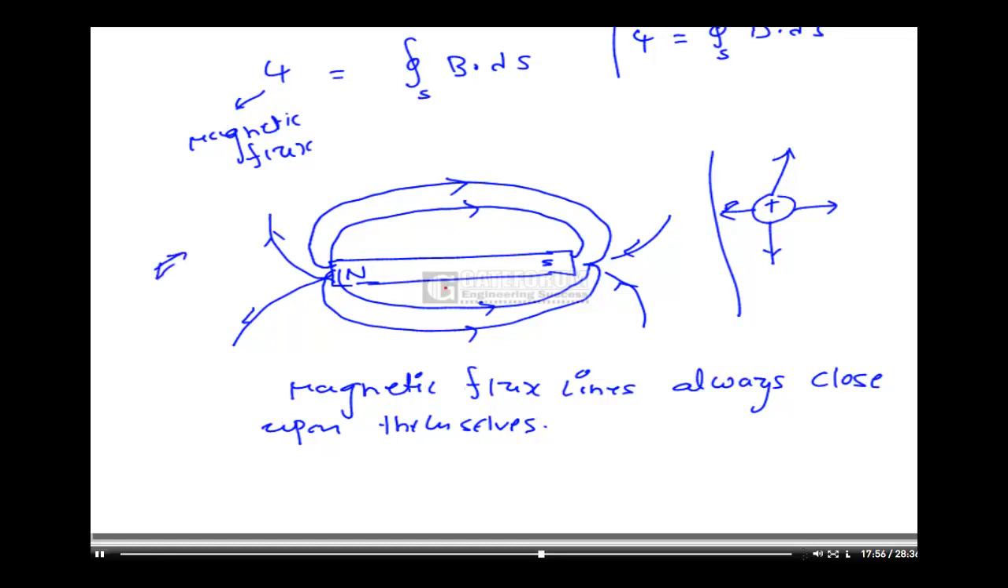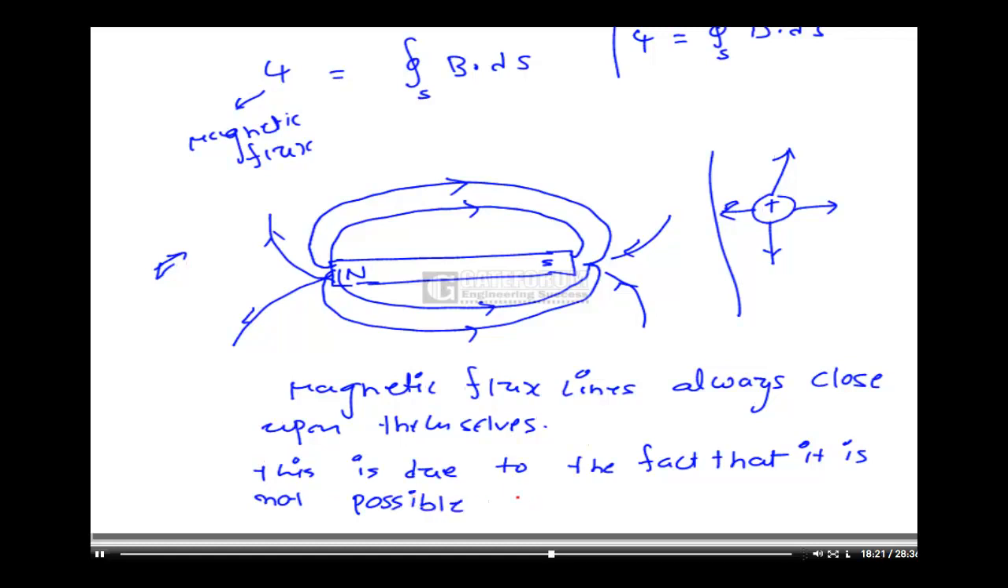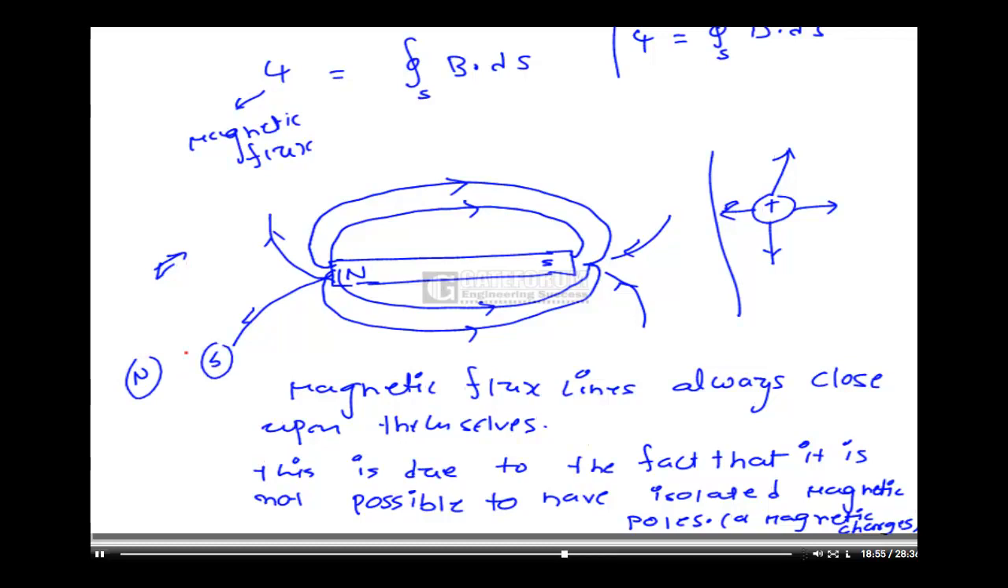Suppose you consider a magnetic bar. The magnetic flux lines always close upon themselves, because it is not possible to have isolated magnetic poles or magnetic charges. That is, it is not possible to have only a north pole or only a south pole. It is not possible to isolate these two.